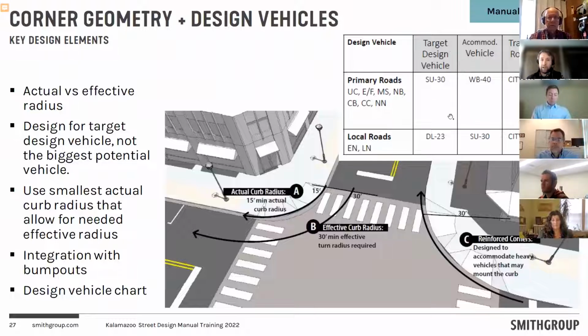The other note on design vehicle too: while there is a target design vehicle, it's important to think about what happens when some of these other vehicles come through here. If there needs to be a larger vehicle on occasion that comes through, or if it is on a transit route or on a truck route where there's an expectation that you're going to have larger vehicles making turns more frequently, that may push you into choosing a different kind of curb radius based on those requirements and what other vehicles might be anticipated.